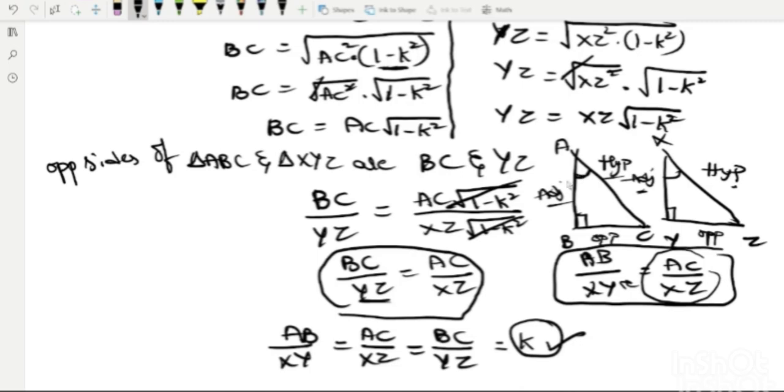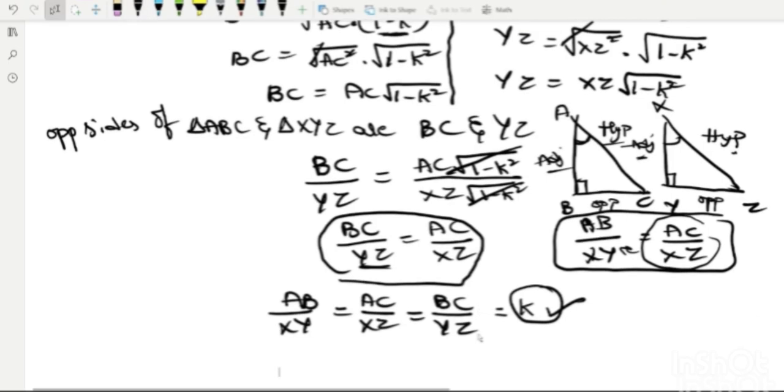Here you can see again, let me recall the things for you. So adjacent value, which is AB, and the adjacent value of XYZ triangle is XY, and the hypotenuse value of the ABC triangle is AC, and the hypotenuse value of the XYZ triangle is XZ, and the opposite value of ABC triangle is BC, and opposite side of the XYZ triangle is YZ. Here you can see all the sides are proportional.